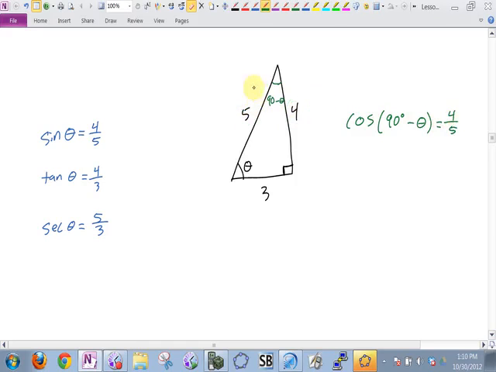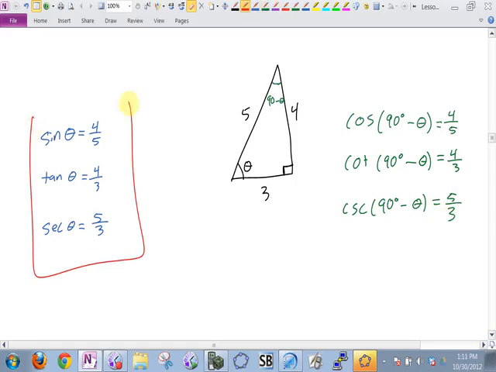Great. What is the cotangent of 90 minus theta? Cotangent is what over what? It's adjacent over opposite, so it's going to be 4/3. And what is the cosecant of 90 degrees minus theta? So hypotenuse over opposite, 5/3.